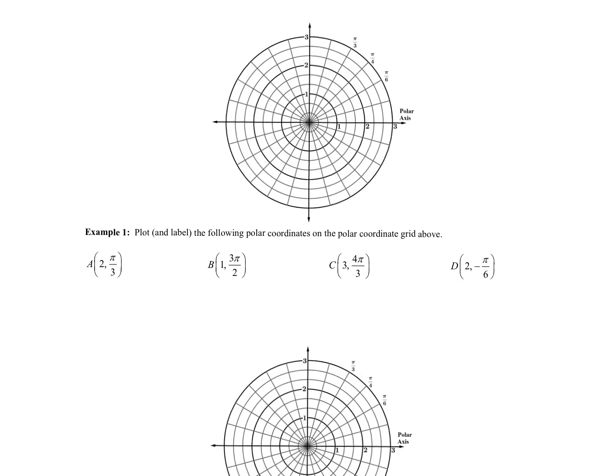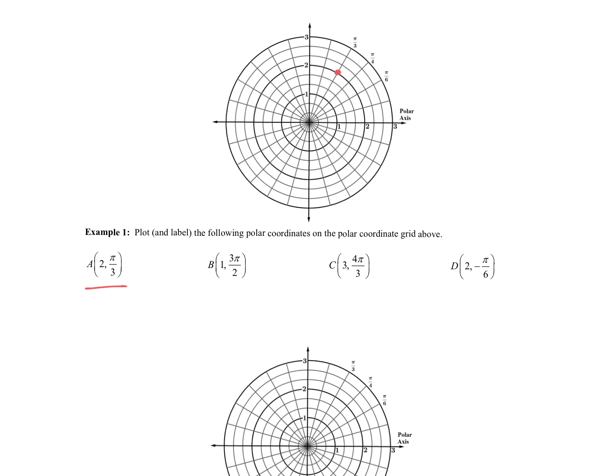All right, so let's look at example 1. We're going to plot these polar pairs. This one we have is 2 comma pi over 3. What we need to do is go to pi over 3, and that angle is right here, yes? But then my radius, my r, is going out 2. And so that polar pair coordinate is right there.